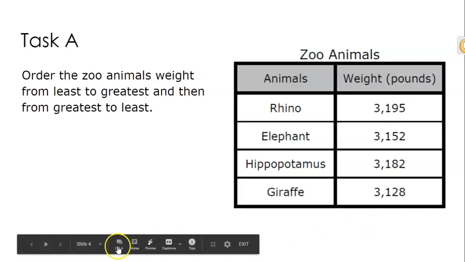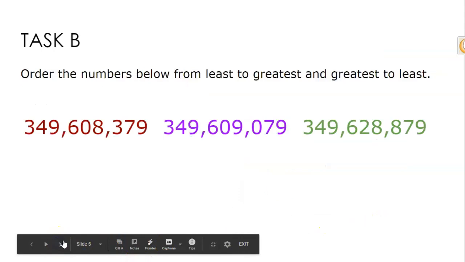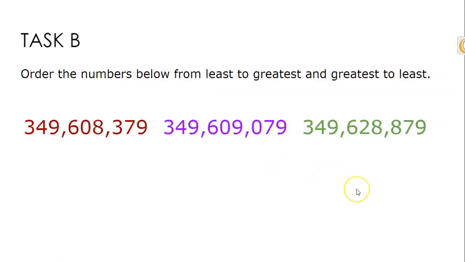So that was task A. Let's go to task B. Task B says order the numbers below from least to greatest and greatest to least. So this is asking the same thing, just different numbers, and they have put them horizontally instead of vertically. So vertically is easier if they give it to you vertically because you can compare it right there.